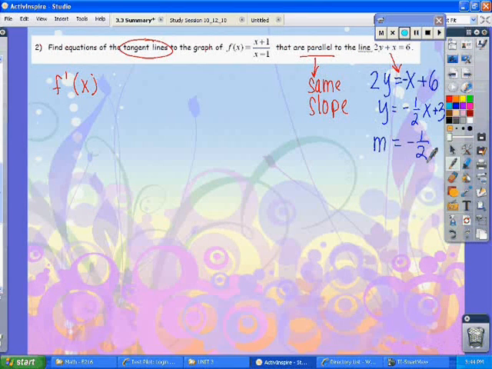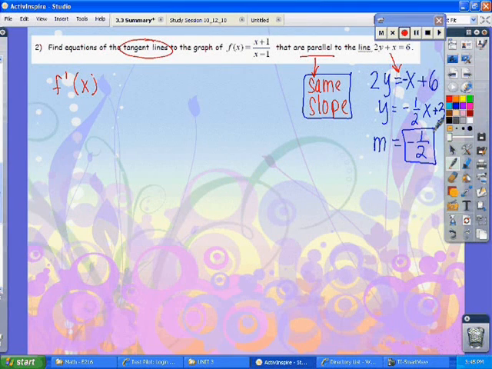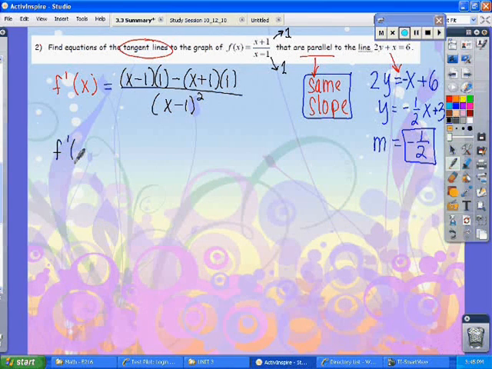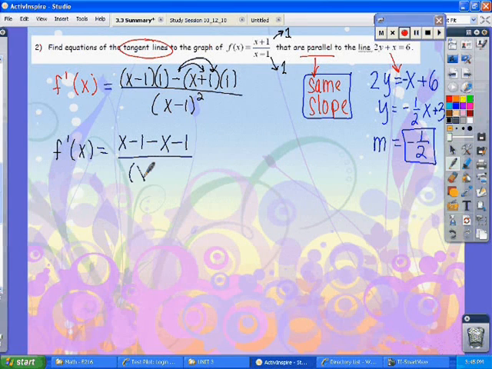The slope is negative 1/2. All right, so I need to find the equation of the tangent lines that are parallel to the line given. So parallel to the line, I have to have the same slope for the function and for the line. So the function's derivative is going to be a quotient rule. The top derivative is 1, the bottom derivative is 1. Low d of high minus high d of low, all over low low. So I get x minus 1, negative x, negative 1, minus x minus 1 all over x minus 1 squared equals negative 2 over x minus 1 squared.